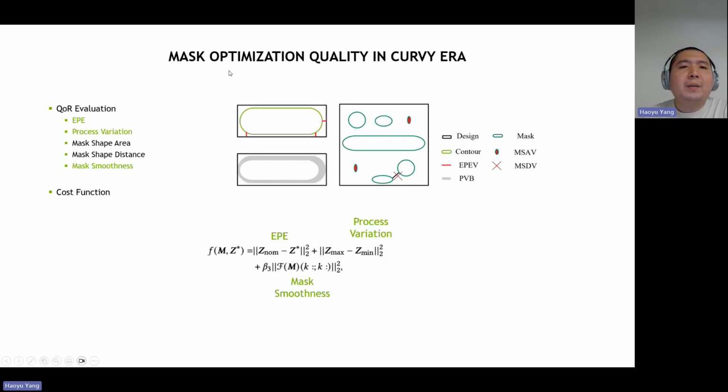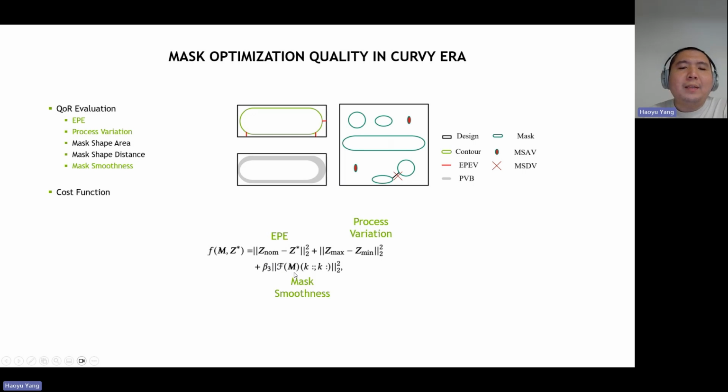Here we want to talk about our assumption on the mask optimization quality in the curvilinear era. We're still focusing on the EPE, the process variation, and also the mask smoothness. Those 3 terms are captured in our newly proposed cost function. The first 2 terms are still the same as in the past. We have the EPE, where we want to minimize the error in the nominal condition, and we also want to optimize the process variation. The important thing comes from the 3rd term.